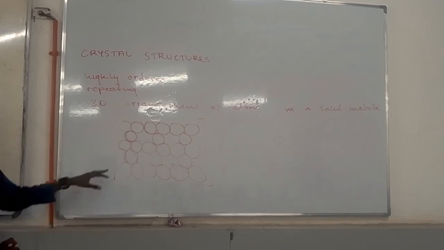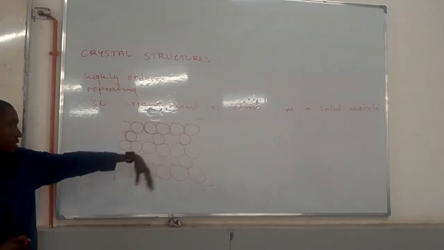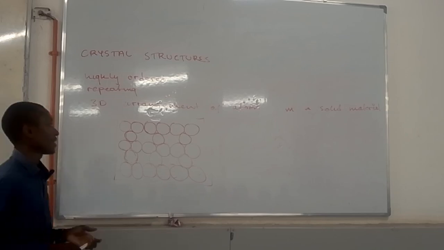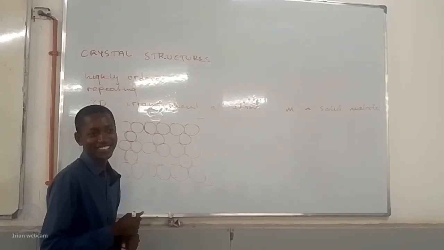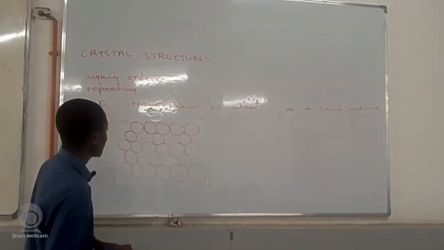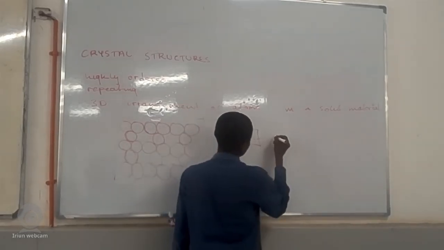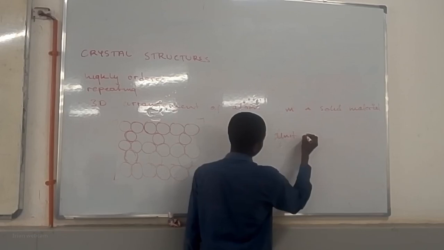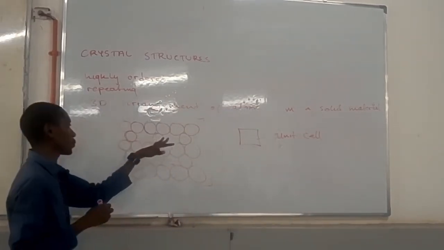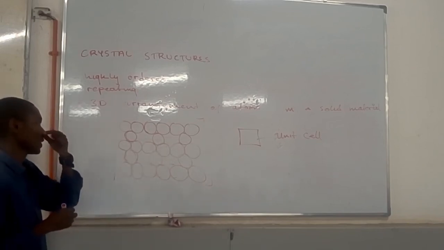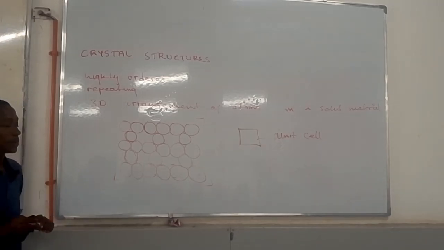Okay, so I was saying that we need to identify the unit cell here in the arrangement of atoms, right? The repeating unit. The unit cell itself appears like a box, right? It's actually 3D, but we're going to locate it as a 2D unit cell.